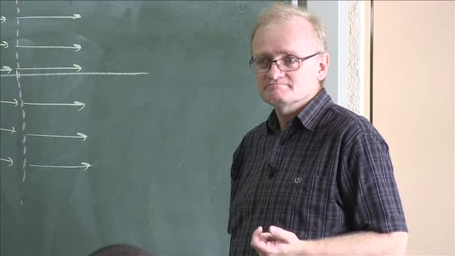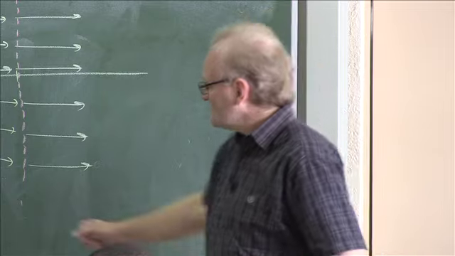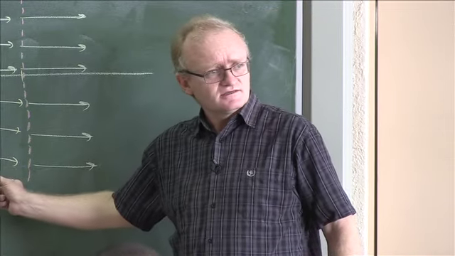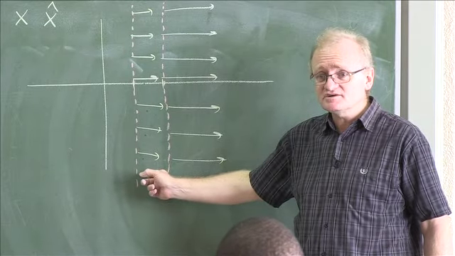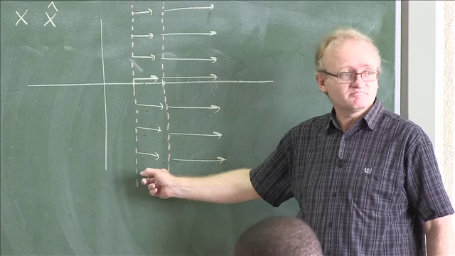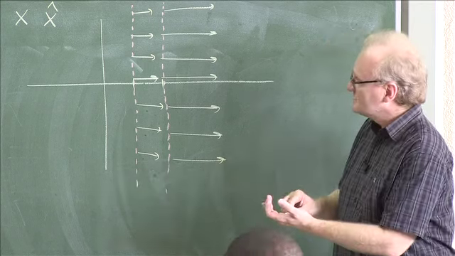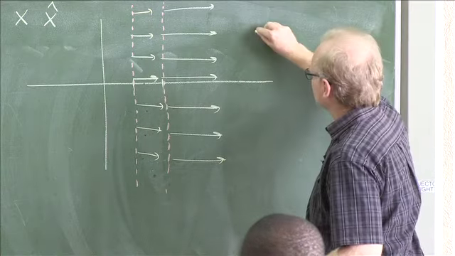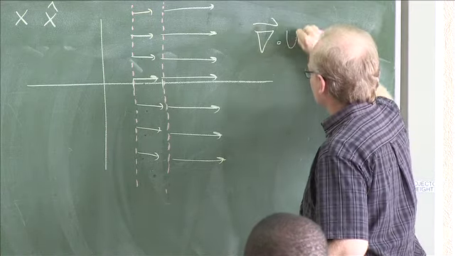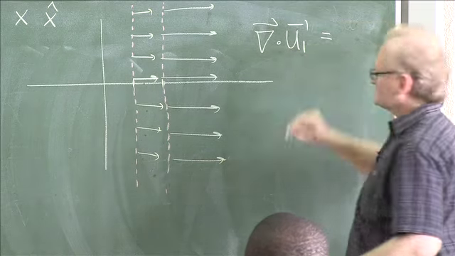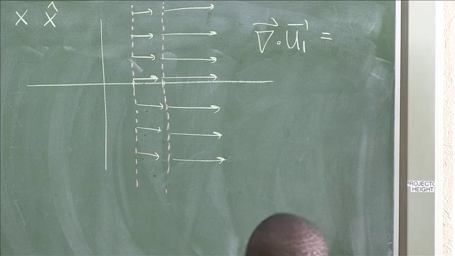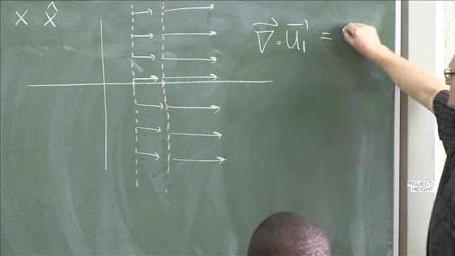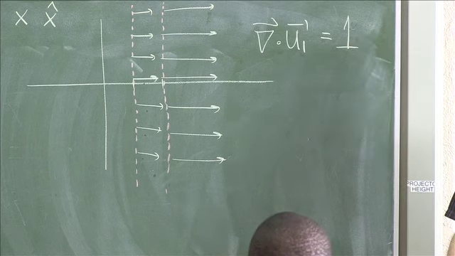Exactly. Now, what that means is in the middle here, there must be more water particles being injected into the system. Does everyone agree? So there's more water being put in. Now, I want you guys to calculate. I want to know what is the divergence of U1? 1? Good. The divergence of U1 is 1.